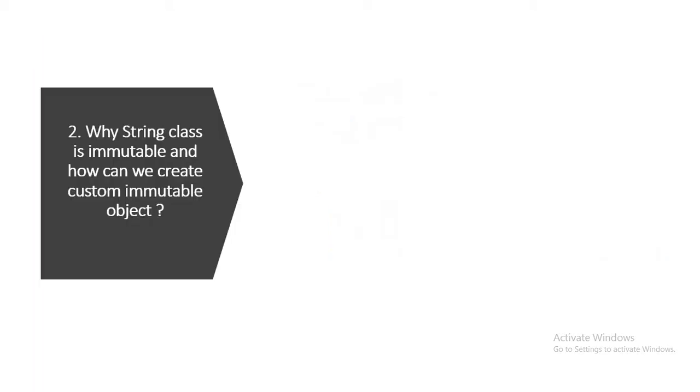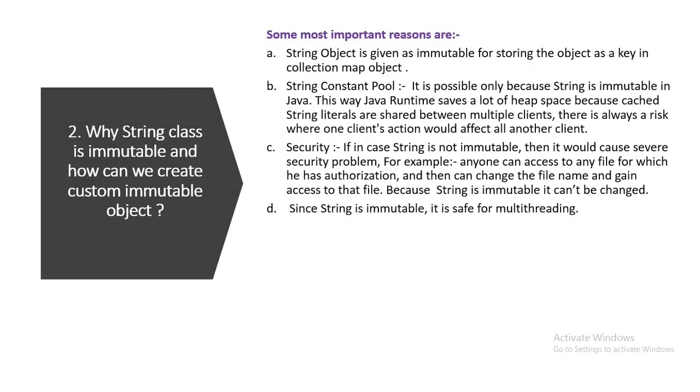The next question is, why is the String class immutable and how can we create a custom immutable object? First, we'll see why the String class is immutable. Here are some of the most important reasons you can give to interviewers. The first point is that strings are immutable so they can be used as keys in a Map collection. Keys cannot be duplicated in the map, so they must be immutable and cannot be changed.